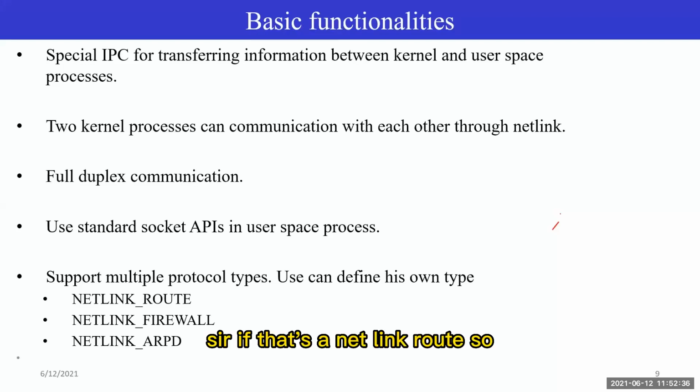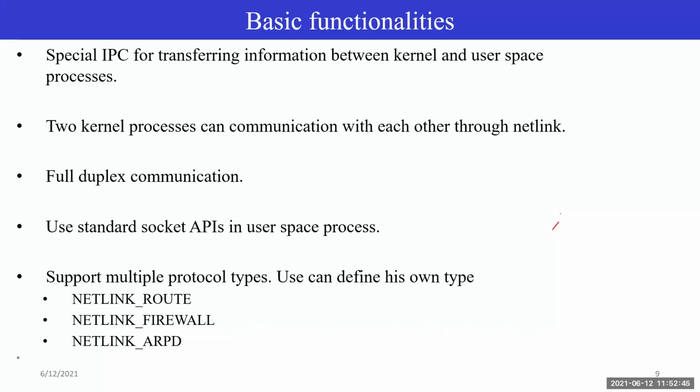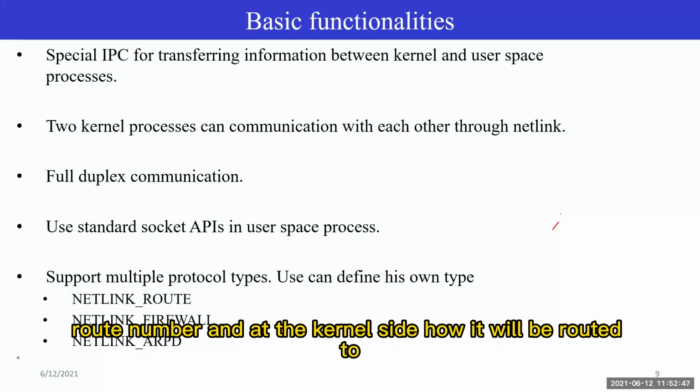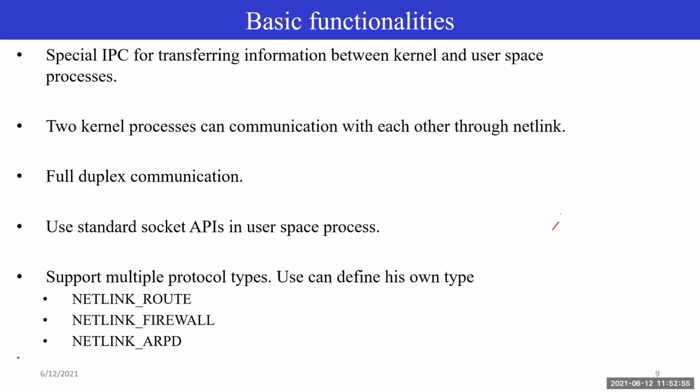Sir, if it's a Netlink route, so the user space will make an API call, the Netlink API call using the Netlink route number, and at the kernel side, how will it be routed to the kernel modules, like how is it done at the kernel side? Your question is not clear.